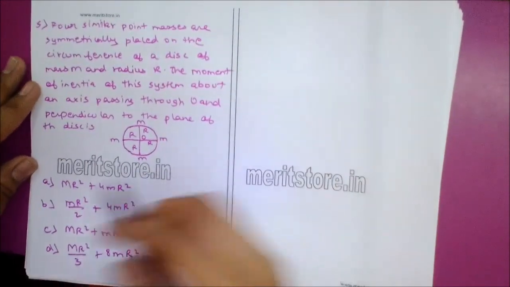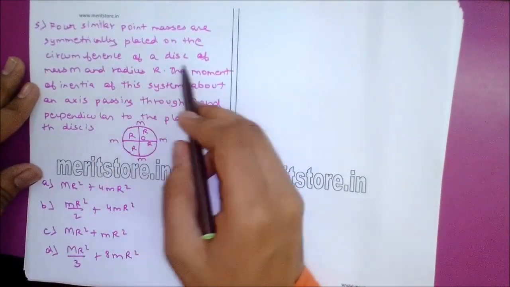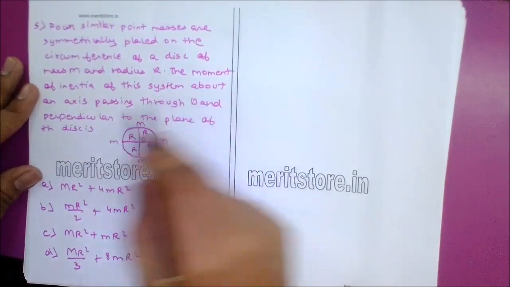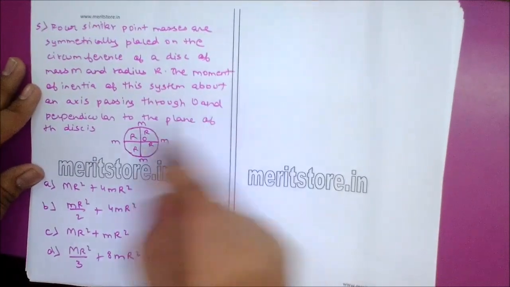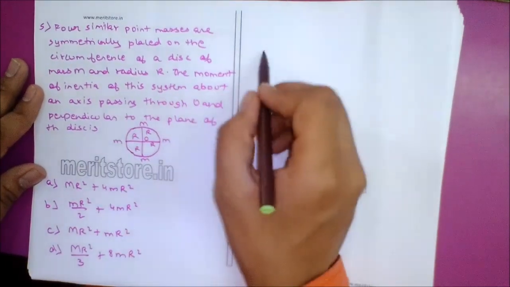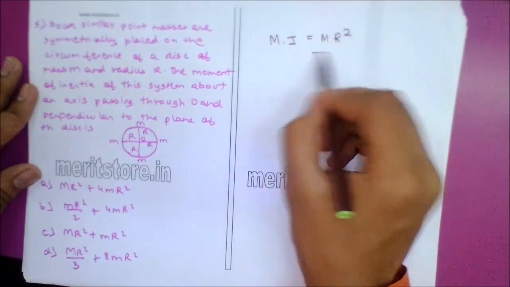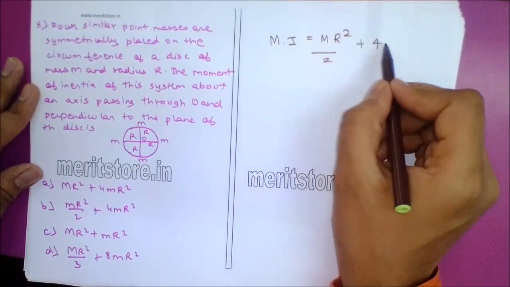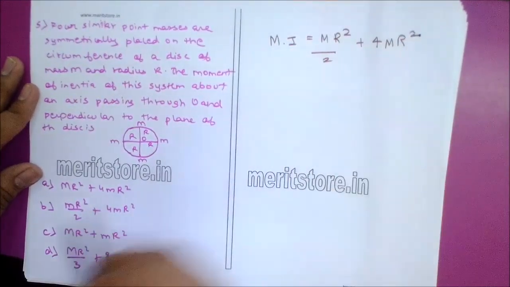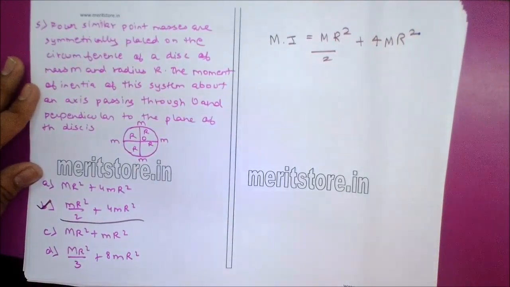Question number 5. 4 similar point masses are symmetrically placed on the circumference of a disk of mass m and radius r. The moment of inertia of the system about an axis passing through O and perpendicular to the plane of disk is. Now to solve this question, we know moment of inertia I is equal to mr square by 2 plus 4 mr square. So option B, mr square by 2 plus 4 mr square is the correct answer.